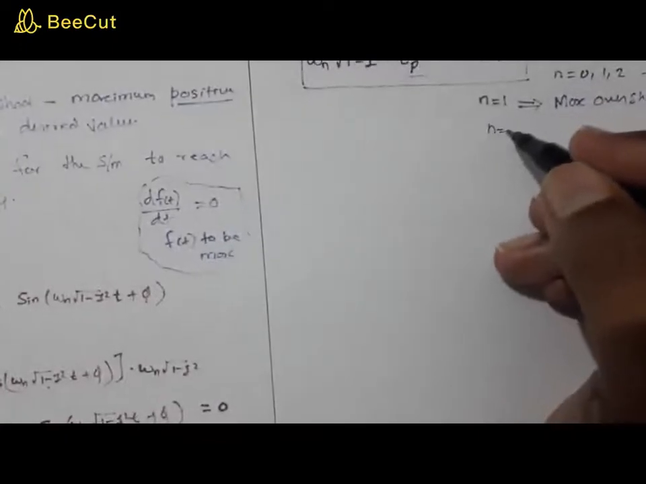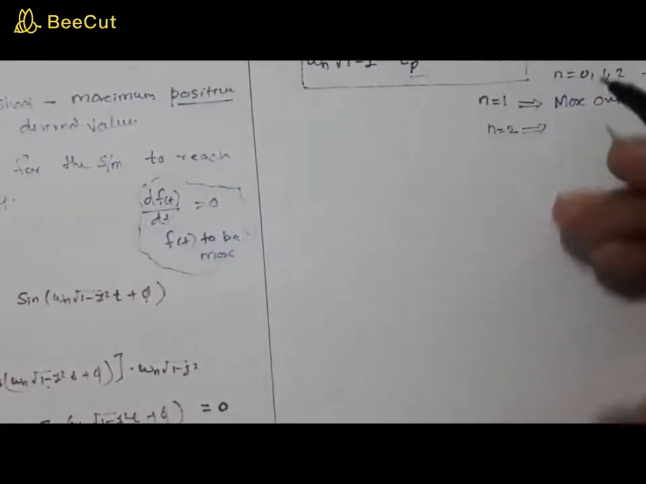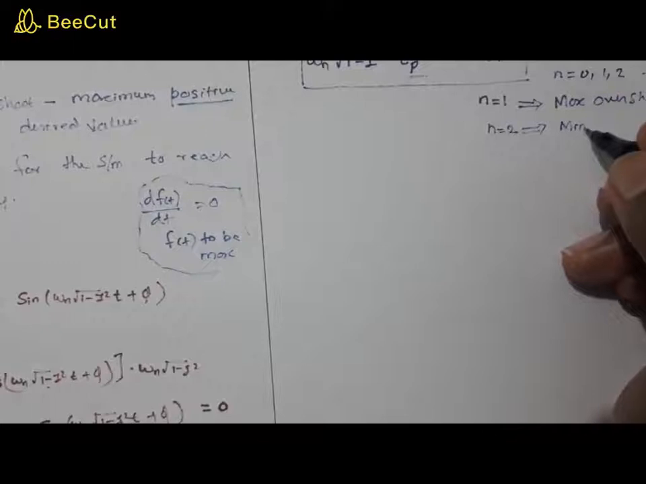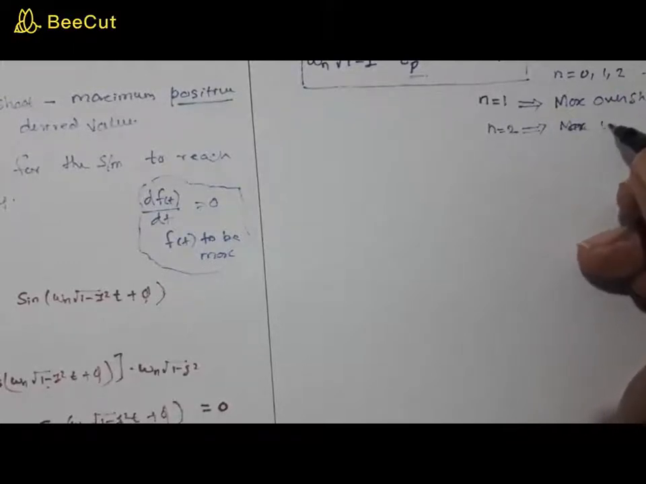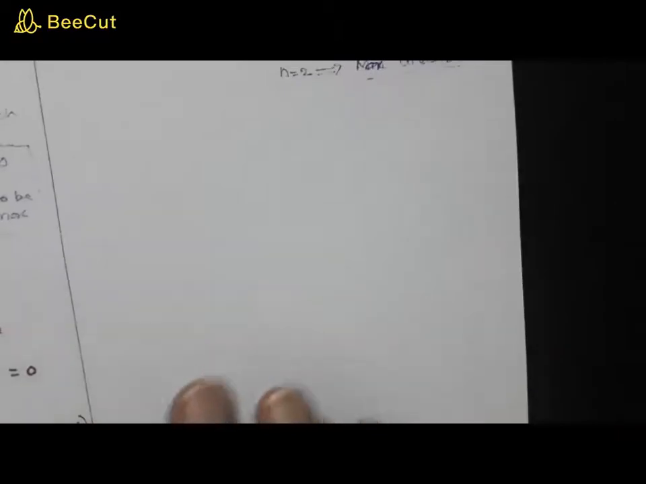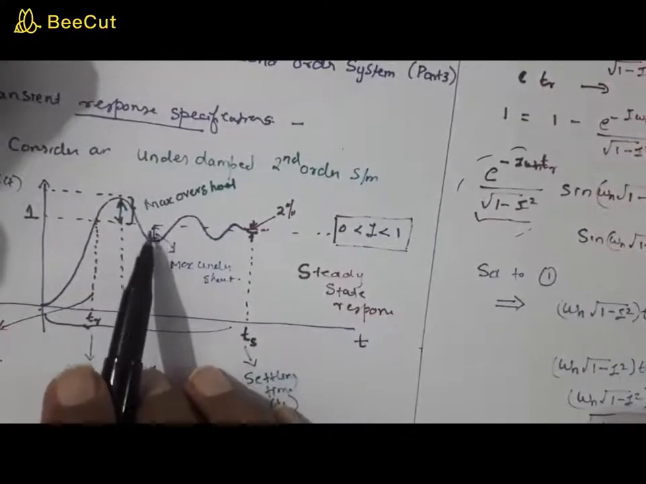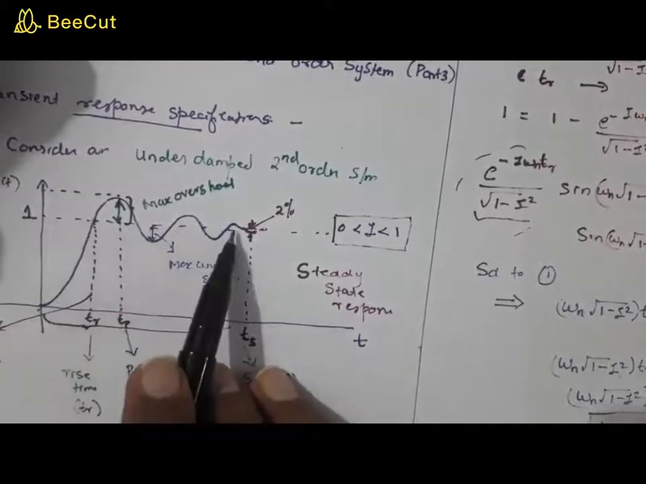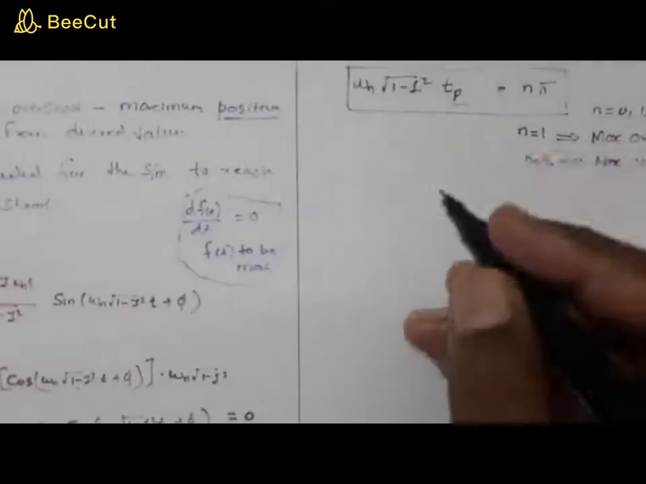Now how will you evaluate the maximum undershoot using this expression? If you put n is equal to 2, that is your second instant, that will give you the maximum undershoot. Be careful that maximum undershoot refers to the maximum negative deviation from the desired value. From this you can evaluate your TP.